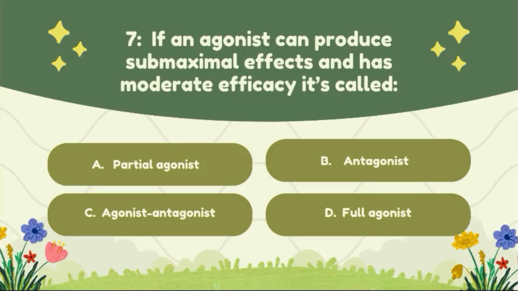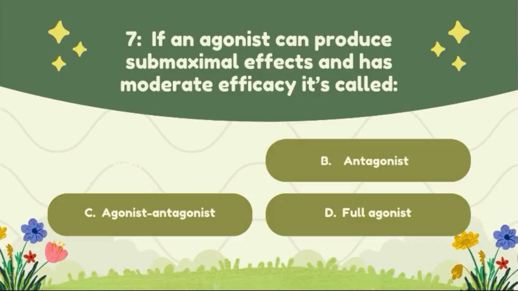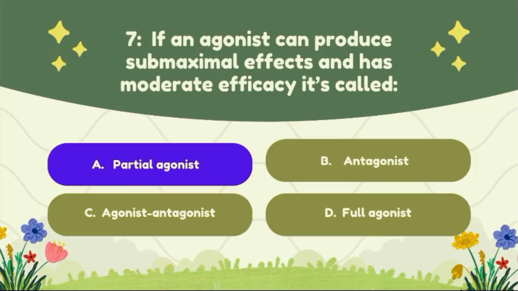Question number 7. If an agonist can produce submaximal effect and has moderate efficacy, it's called: A. Partial agonist. B. Antagonist. C. Agonist antagonist. D. Full agonist. The correct answer of this question is option A, partial agonist.